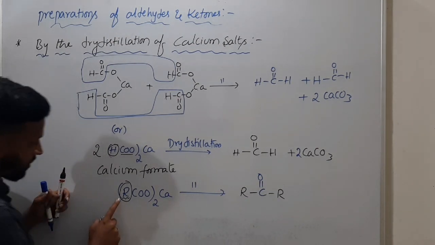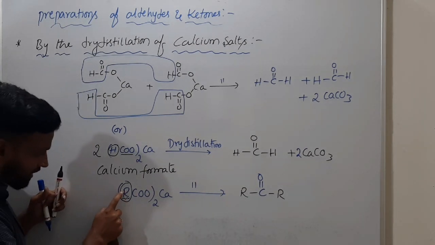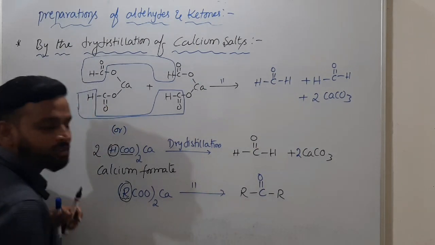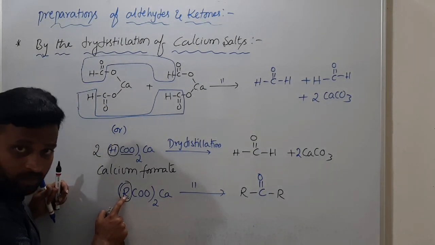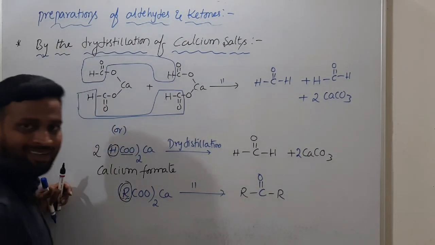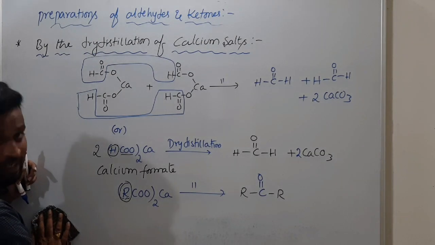Okay, C double bond O. Here what group you have? R. So both sides R. Instead of R, here some methyl is there. Both sides methyl, that's it. Understanding? In that way we have to consider. Have a screenshot and write down.